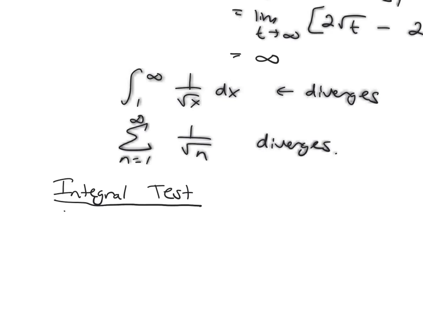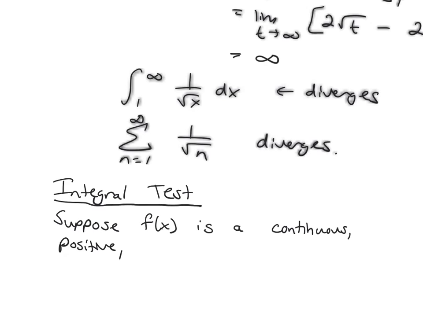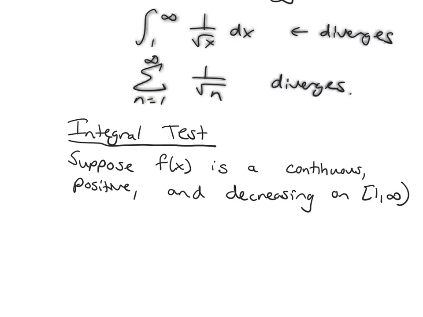So to use it, when we turn our series into a function, this function needs to be continuous, positive, and it needs to be decreasing on our interval 1 to infinity. So you have to check all of those things. In particular, you always need to check that the function is decreasing. Usually it's always continuous and positive.